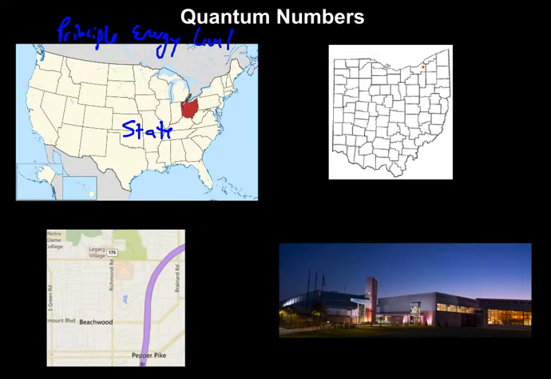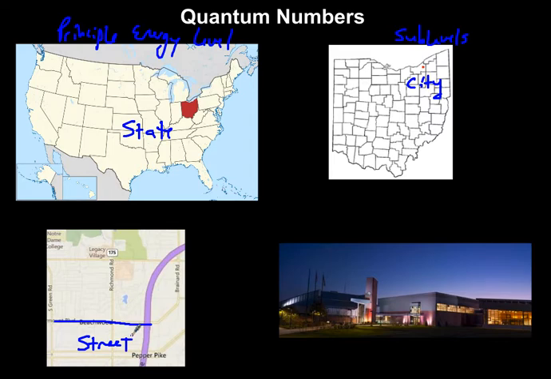If you want to go a little more detailed than that, the next thing you're probably going to tell somebody is the city. So if you're talking about electrons, the cities that electrons live in are the sublevels. Okay? So an electron lives in a principal energy level, and then you're going to say what sublevel it lives in. Okay, the next detail you can give somebody about your address is the street. So say we're on Fairmont.